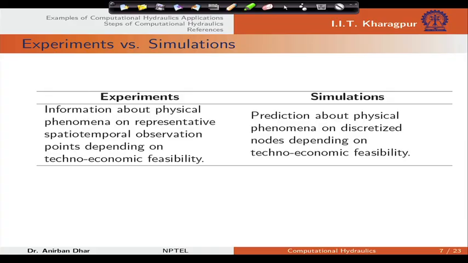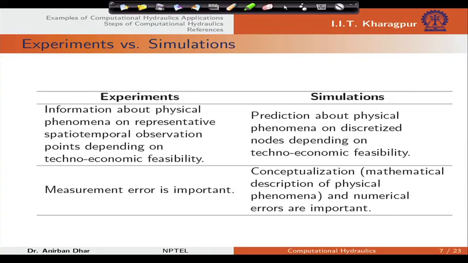If you have a finer mesh or gridding system, then we can get a good approximation of the system, and we can get more, or finer, information about the system. With experiments, measurement error is important. In simulations, conceptualization in terms of mathematical equations, that is the mathematical description of physical phenomena, and numerical errors are important.